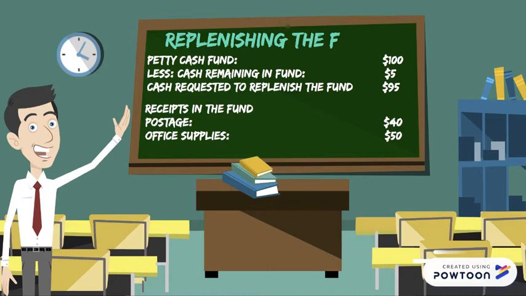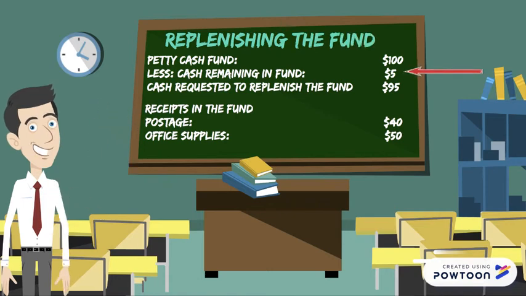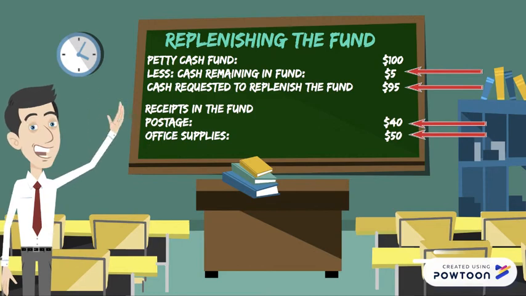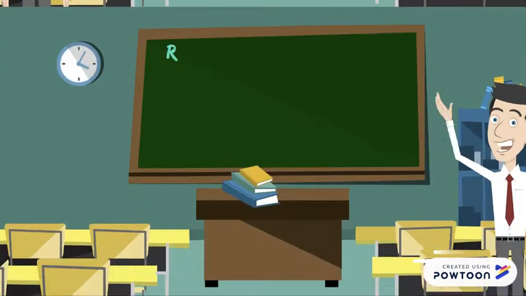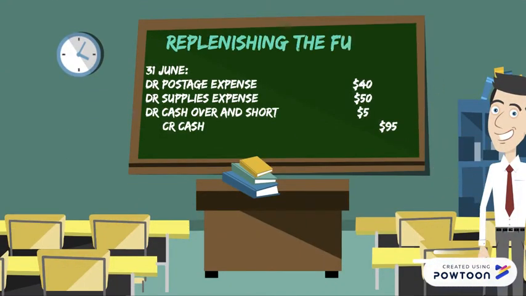Notice how in this case there is only $5 remaining in the fund, with $95 needed to be replenished. However, there is only $90 worth of receipts that have been collected. In this case, the following journal entry would be recorded, where Harry would debit the cash over and short account for the discrepancy of $5.